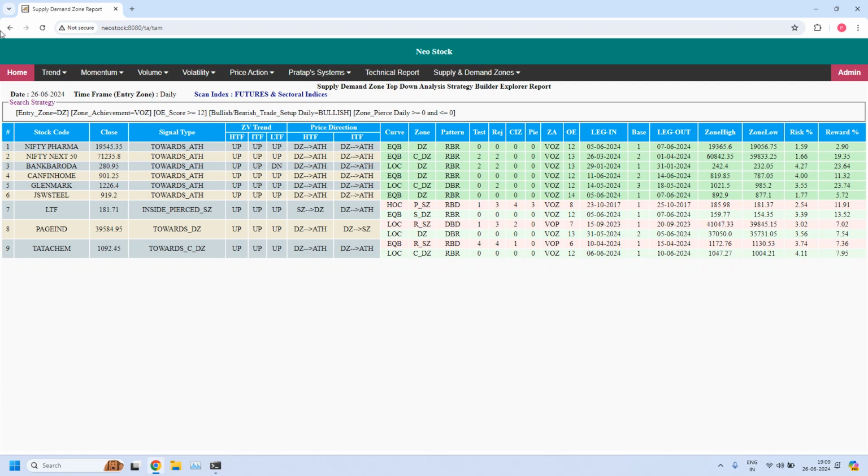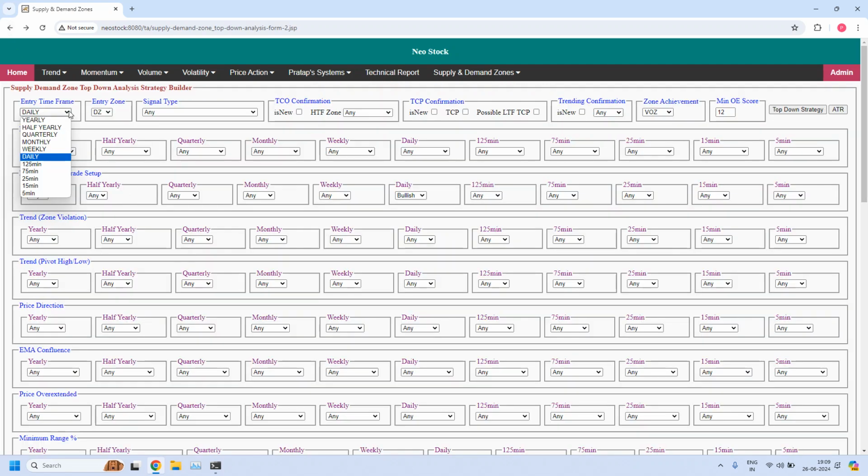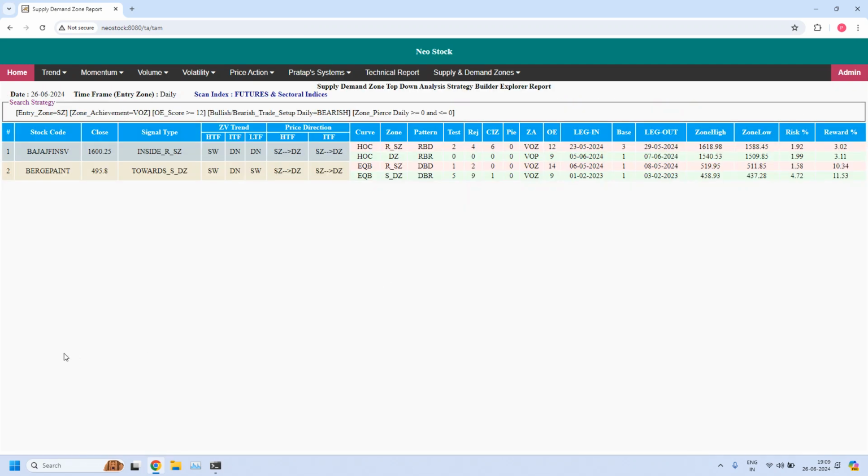Okay, now we will generate bearish trade setup for monthly income trade, entry time frame daily, but bearish trade setup entry zone is supply zone, and also in bullish or bearish trade setup daily time frame, changing the value to bearish, and all the 3 filters are now applied to the supply zone. Now we have generated 2 stocks which are supporting bearish trade setup for monthly income trade.